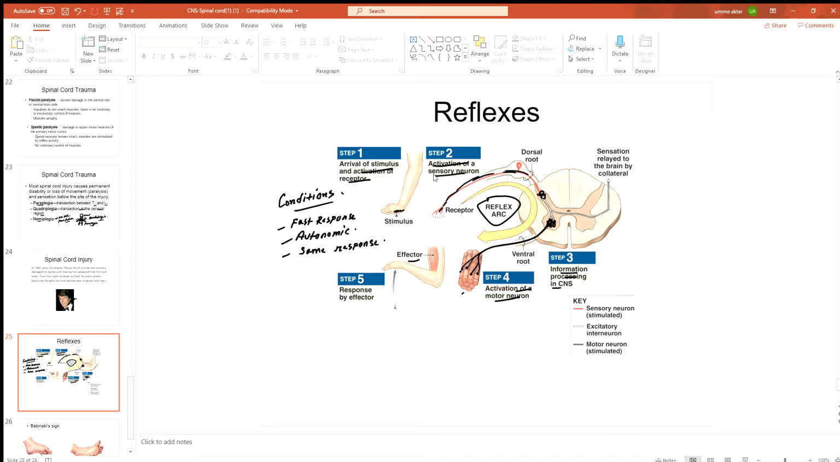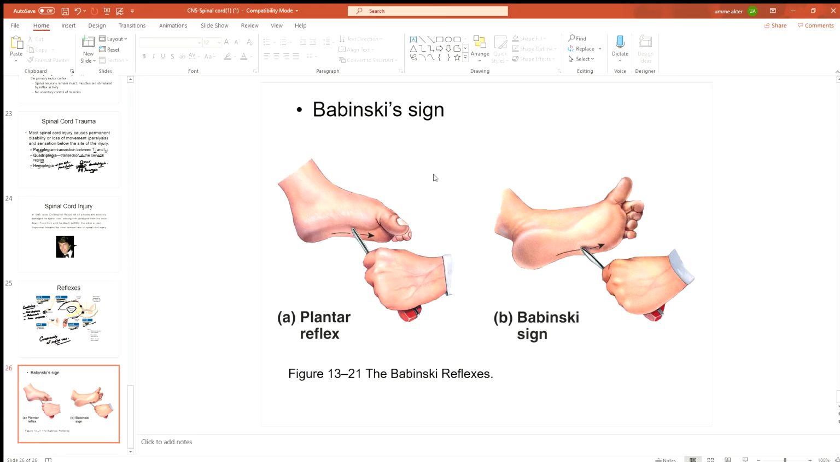So receptors, number 1; number 2, the sensory neurons; number 3, the spinal cord integration; number 4, motor neurons will be activated; and number 5, the effector will perform the action. So those are 5 components. Those are called the components of the reflex or parts of the reflex arc. Okay, reflex arc. So those are the things you need to know from the spinal cord.